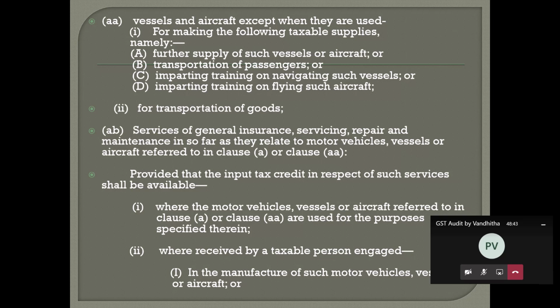Next, vessels and aircraft, except when they are used for making the following taxable supplies, namely further supply of such vessels or aircraft, or transportation of passengers, or imparting training on navigating vessels, or imparting training on flying such aircraft. In these four cases, he can claim the ITC. For transportation of goods also he can claim. Here, services of general insurance, servicing, repair and maintenance in so far as they relate to motor vehicles, vessels or aircraft referred to in clause (a) or clause (b).